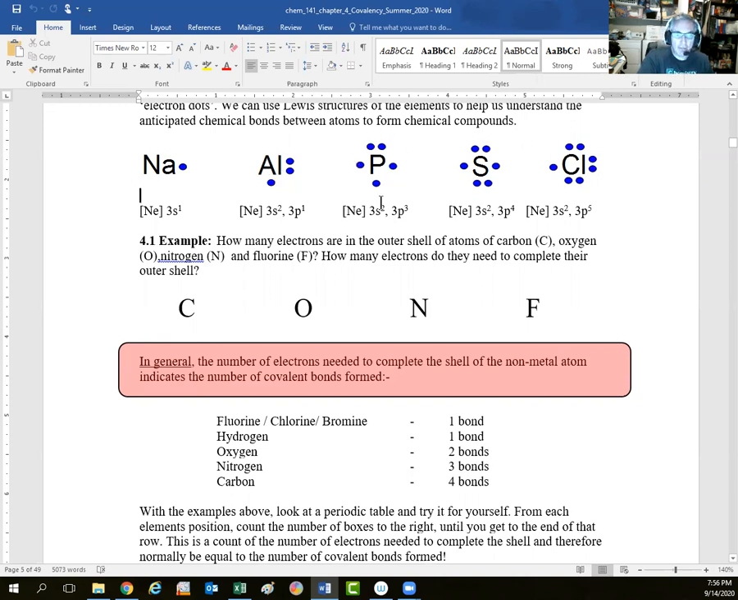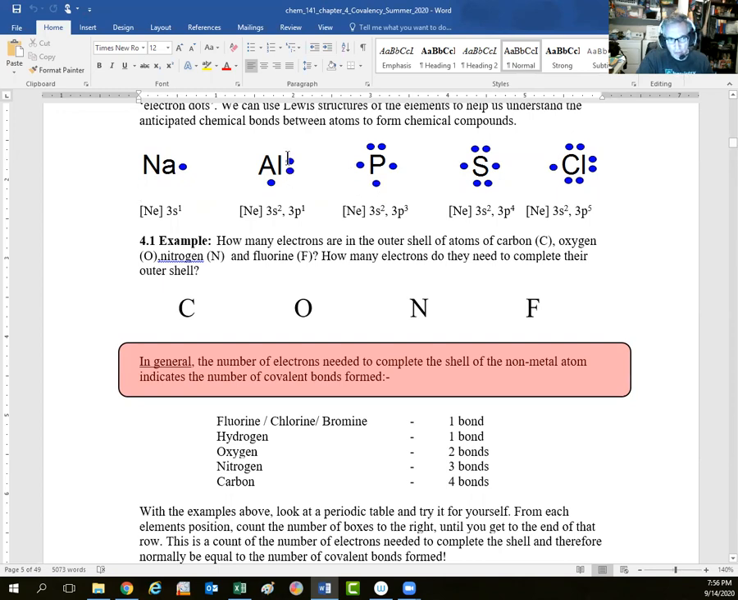Phosphorus, with 5 electrons, needing an octet, needing to look like argon, would need 3 more to complete its shell. Sulfur, with 6 electrons, would need 2 more. Chlorine, with 7 electrons, would need 1 more.